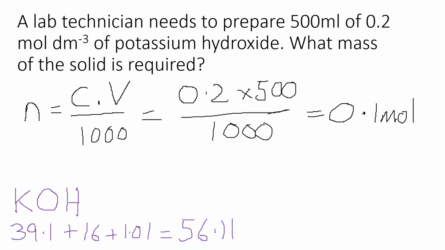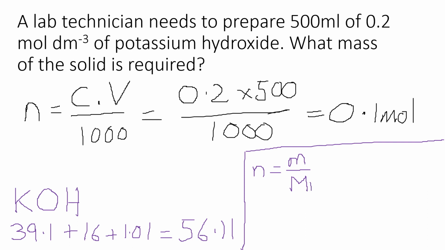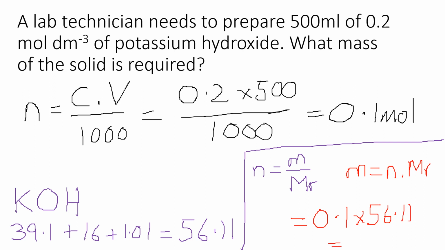And then finally, we need to know, let me just put a little box down here so we don't confuse things, that the number of moles, N, equals the mass, M, divided by the molecular mass, which is MR. And we know the number of moles, and we know the molecular mass. Therefore, if we rearrange this equation, we can say that M, the mass, is equal to N times MR. So that's 0.1 times 56.11. So the answer is going to come out as 5.61 grams.